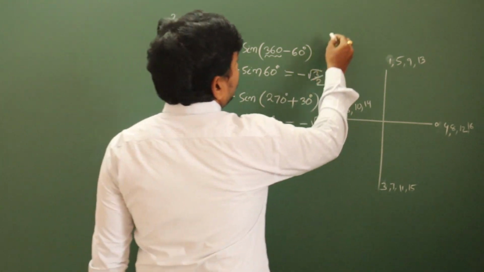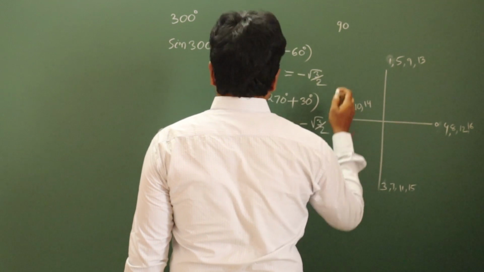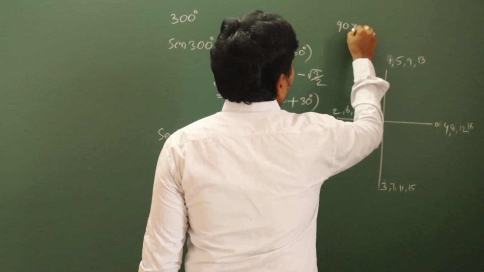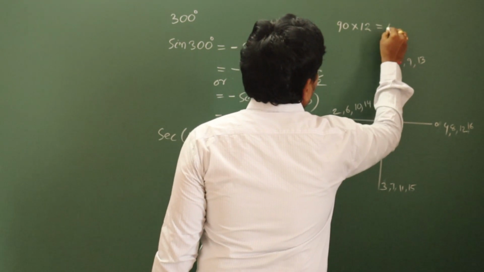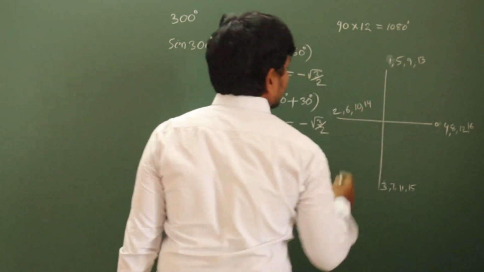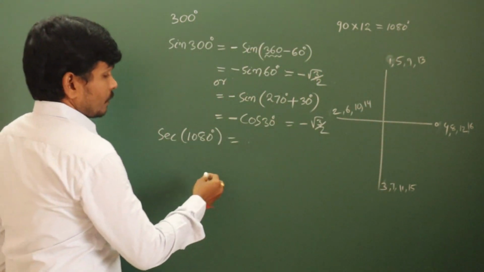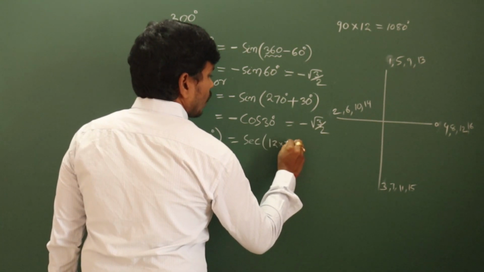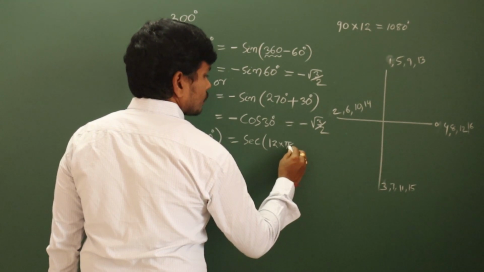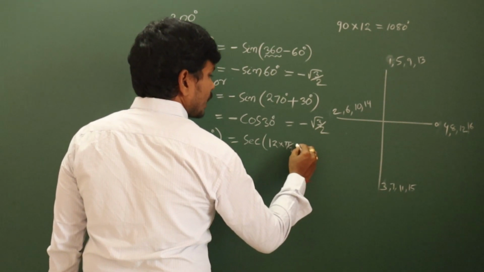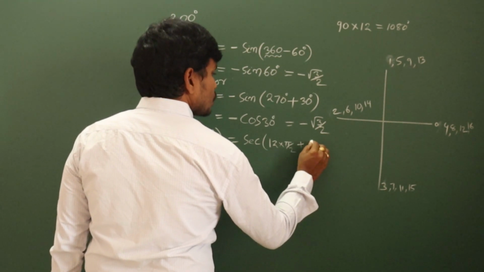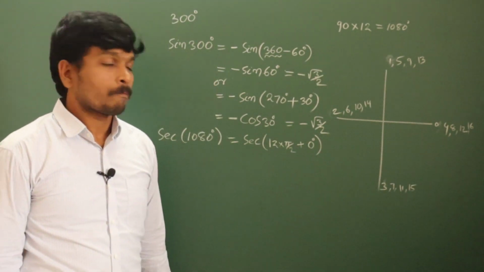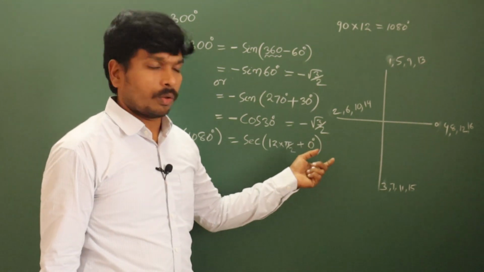12 into 90, how much is it? 1080 degrees. Okay. So how to write it? Secant of 12 into 90 degrees plus 0. Okay, 12 into 90 plus 0.